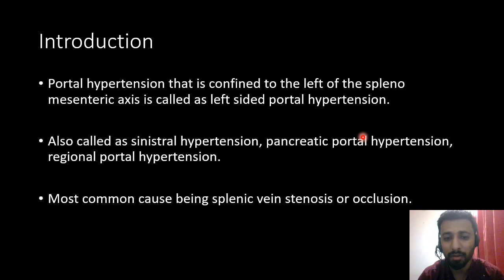And this is mainly because of splenic vein stenosis or occlusion. This is most famously recognized as sinistral hypertension. This is a common term used in medical science. Everybody calls it sinistral hypertension. You can also call it regional portal hypertension because it's confined to the left side of the portal mesenteric circulation.